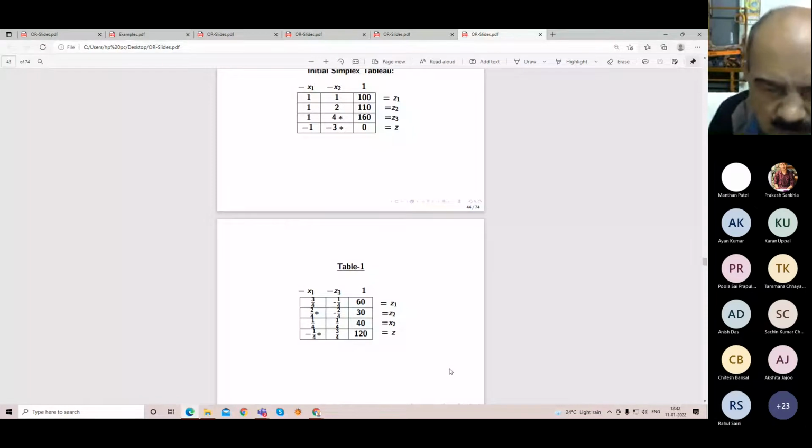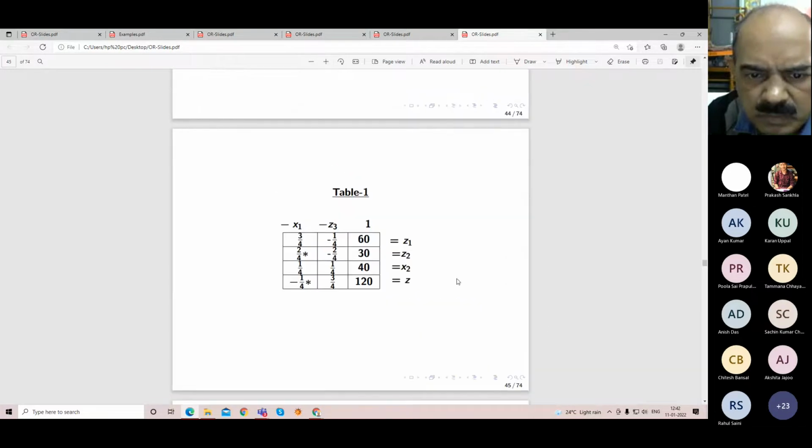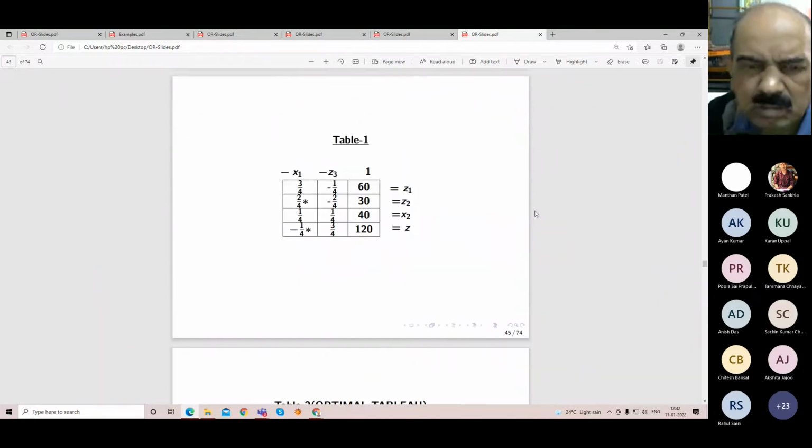Do you all get this? You got this table? Please verify. Presently, the values row-wise: in the first row 3 by 4, minus 1 by 4, 60; then 2 by 4, minus 2 by 4, 30; 1 by 4, 1 by 4, 40; minus 1 by 4, 3 by 4, 120.